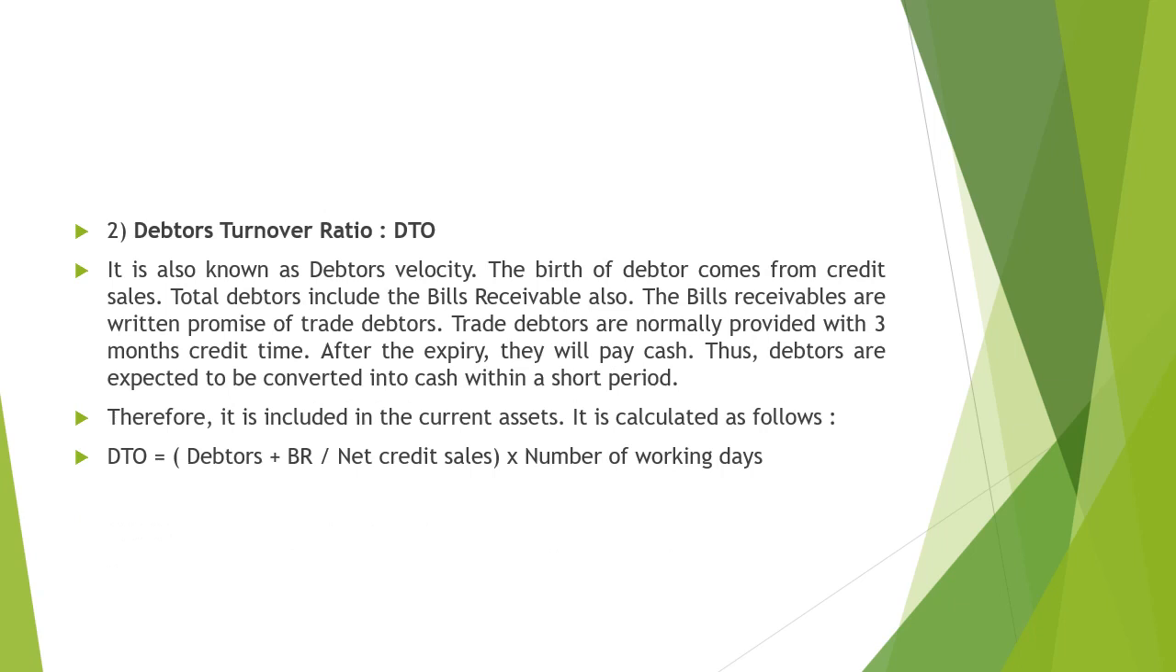The next one is the debtors turnover ratio. It is also known as debtors velocity. The birth of a debtor comes from credit sale. Total debtors include the bills receivable also. The bills receivable are a written promise of the trade debtor. Trade debtors are normally provided with 3 months of credit time. After the expiry, they will pay cash. Thus, debtors are expected to be converted into cash within a short period of time.